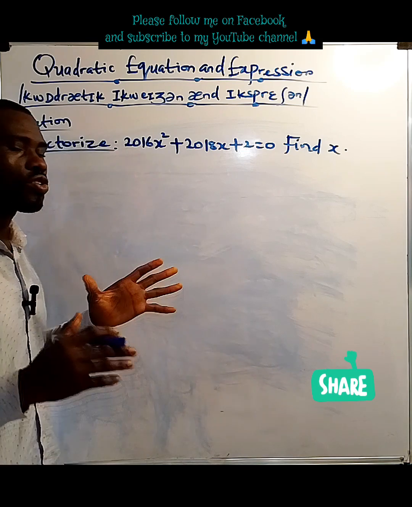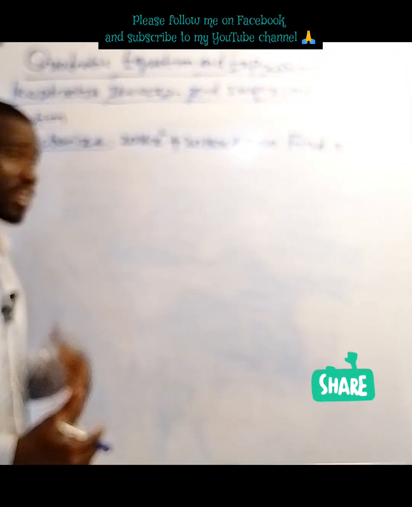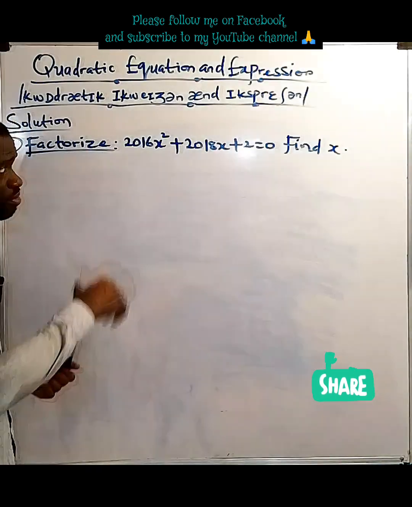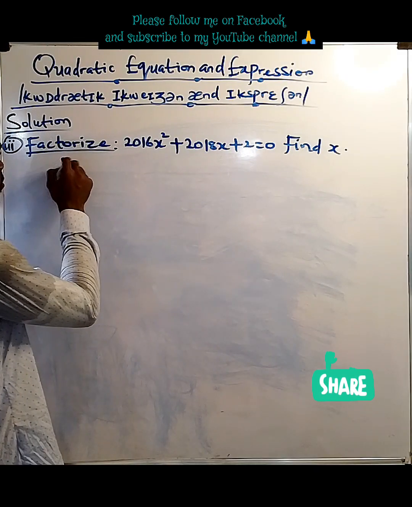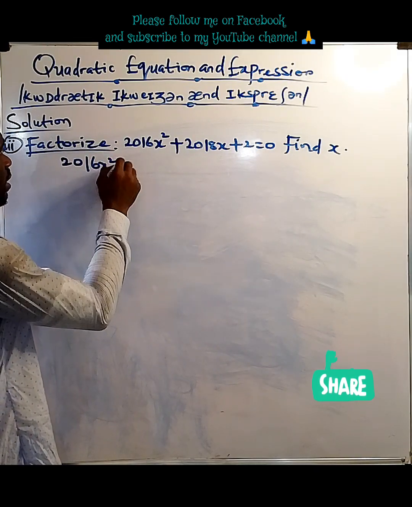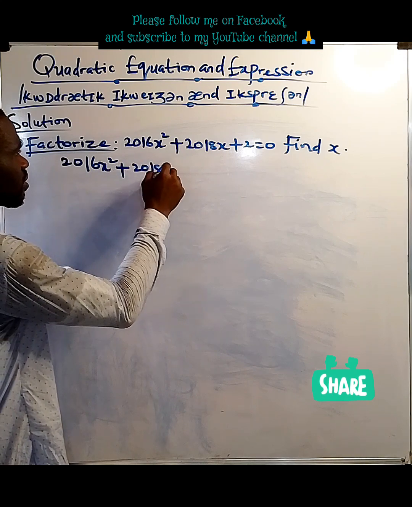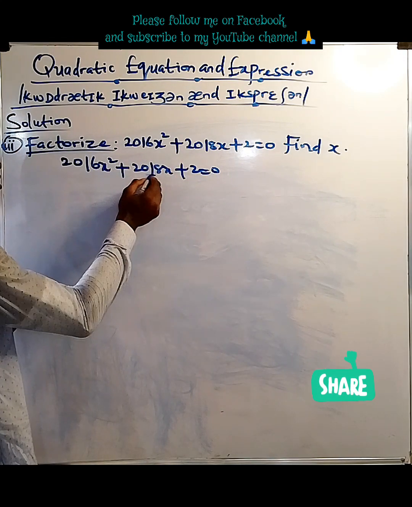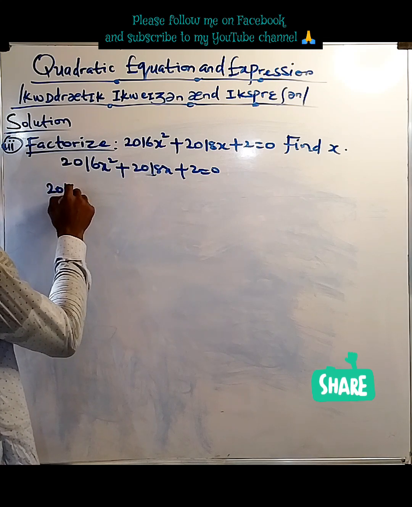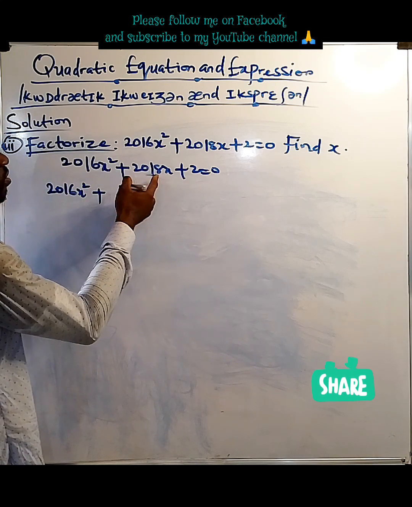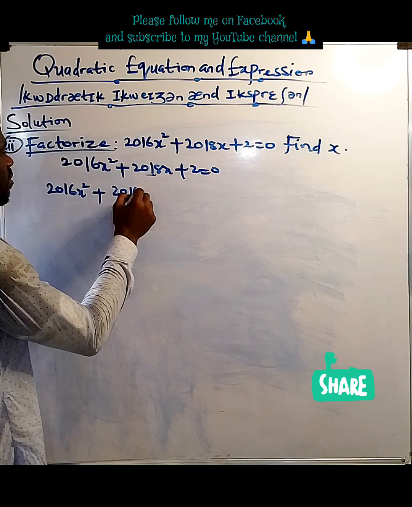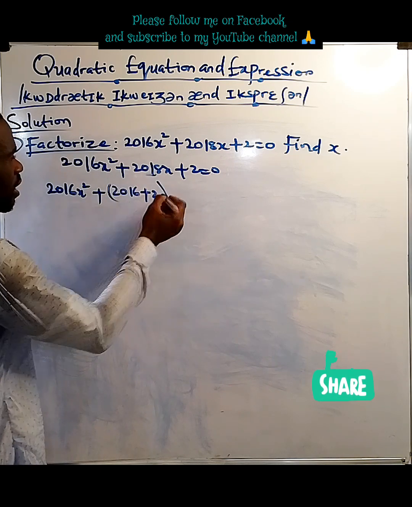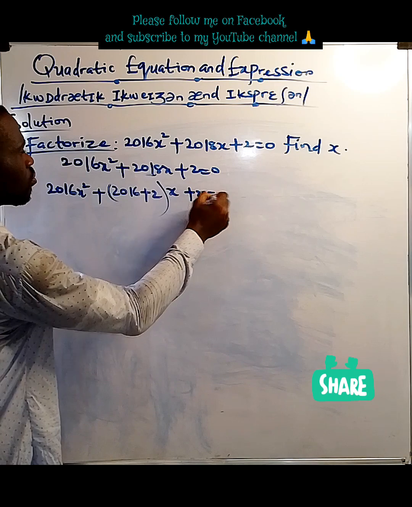Now we can use our x squared minus sum x plus product to get this done, but we could also use a smart approach to save ourselves some precious time. So 2016x squared plus 2018x plus 2 equals 0. Let's try to see if we can transform this. 2018 is 2016 plus 2. This and these look very much alike. We have our x out there plus 2 equals 0.